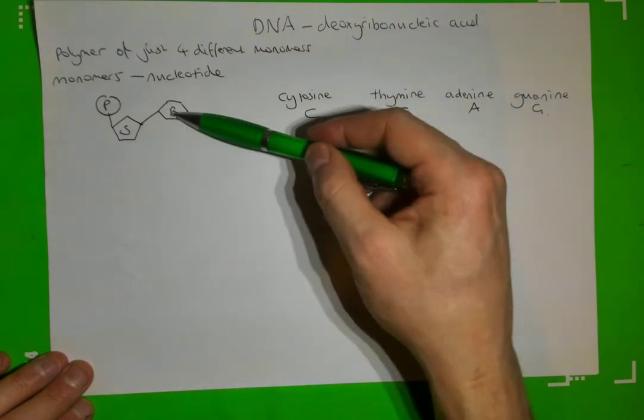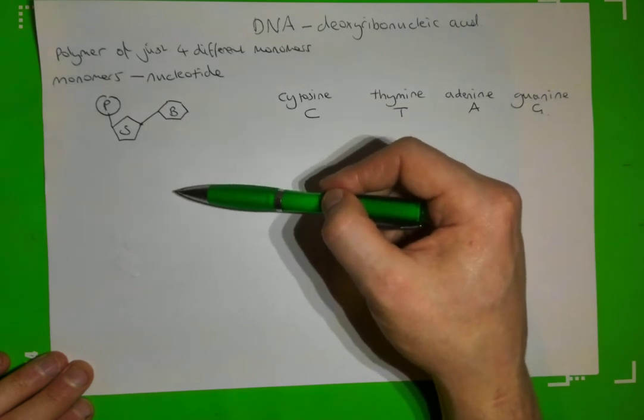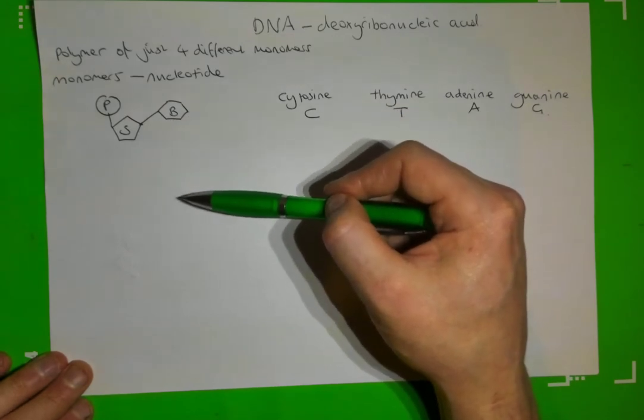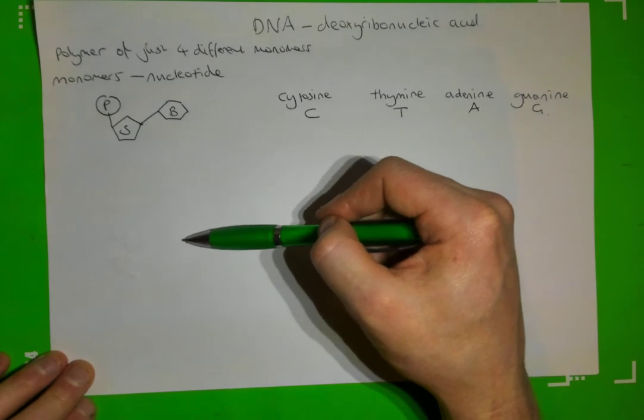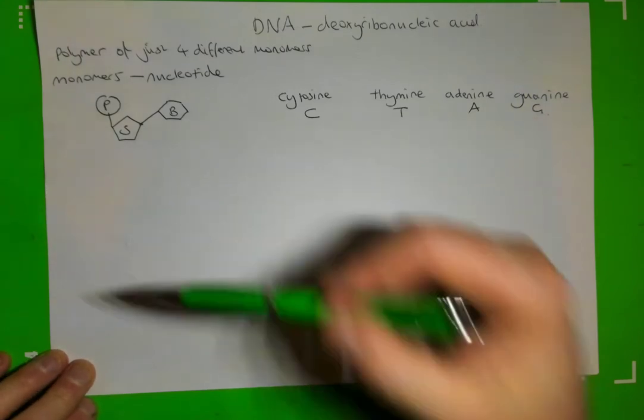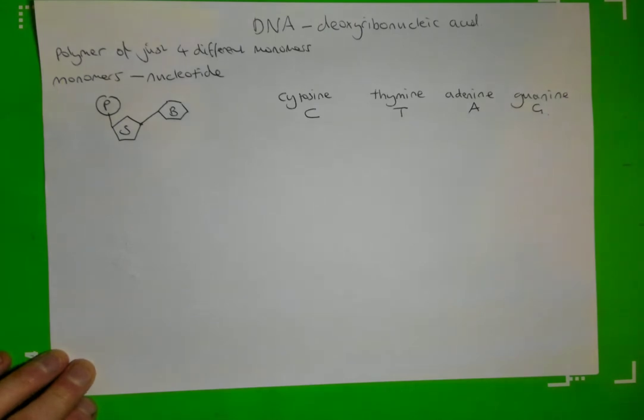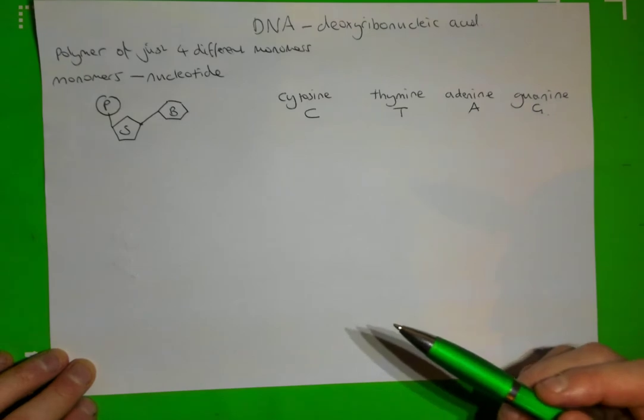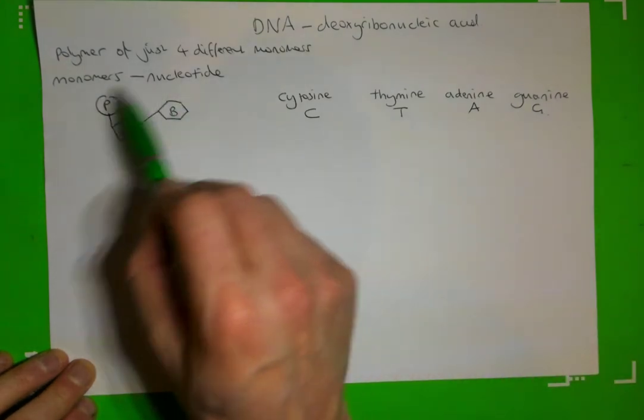And it's an arrangement of bases along the chain that can be in any order, and this leads to billions of different combinations of base order. That's why there's lots of different varieties of DNA molecules, almost an infinite amount. So what we're going to look at now is how the different nucleotides are linked together.